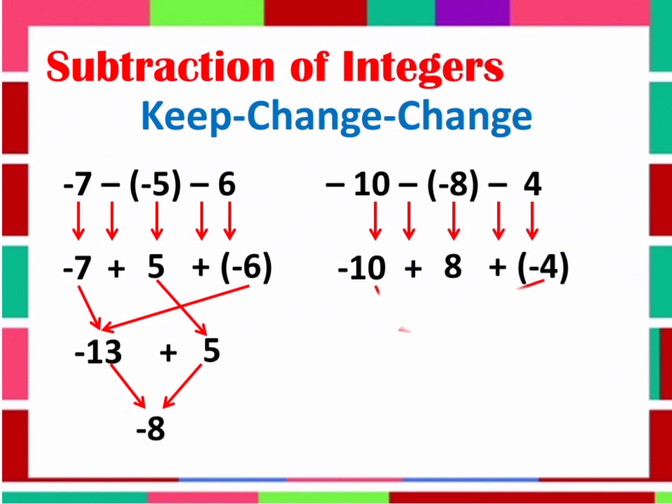Now, combine same sign. So, combine negative 10 and negative 4. So, it will become negative 14 plus 8. And since they are unlike sign, you are going to subtract. 14 minus 8 is equal to 6. And 14 is greater than 8. So, you are going to copy the sign of 14. So, our final answer will become negative 6.